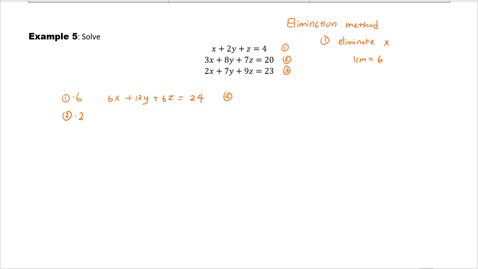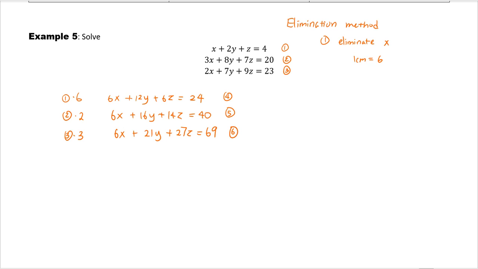The second equation we multiply by 2. 2 times 3 is 6x. 2 times 8 is 16y. 2 times 7 is 14z. 2 times 20 is 40. This is equation 5. In the third equation, we multiply by 3. 3 times 2 is 6, so 6x. 3 times 7 is 21y. 3 times 9 is 27z, equals 3 times 23, which is 69.